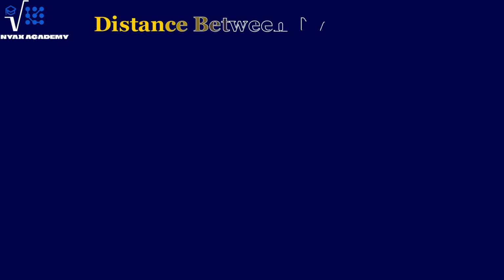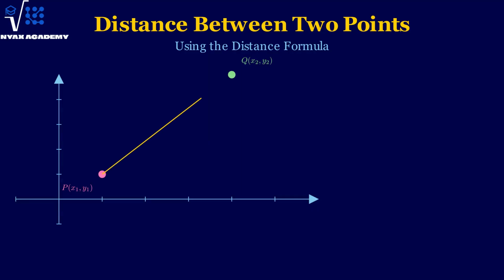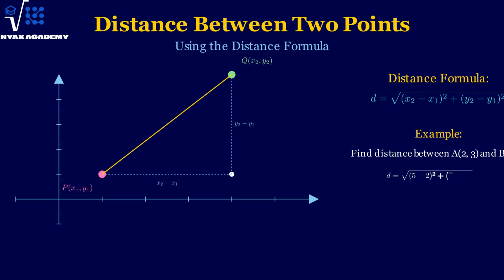Looking at finding the distance between 2 points using the distance formula. We are given point P, which is (x1, y1), and point Q, (x2, y2), and we have to find the distance between these 2 points. The distance is given by the formula d equals the square root of (x2 minus x1) squared plus (y2 minus y1) squared. Given point A as (2, 3) and point B as (5, 7), using our formula we find the distance between points A and B is 5 units.